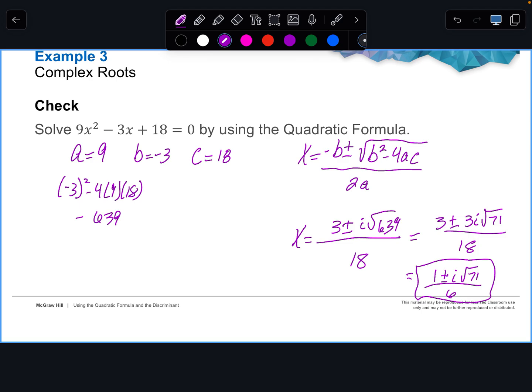Questions? For the number that goes in front of the square root, you have to have a pair of them for it to go in front? Yes. Basically, we found that 639 is 71 times 9. So that's the square root of 9 times the square root of 71. The square root of 9 is 3. So there's your pair. Questions?